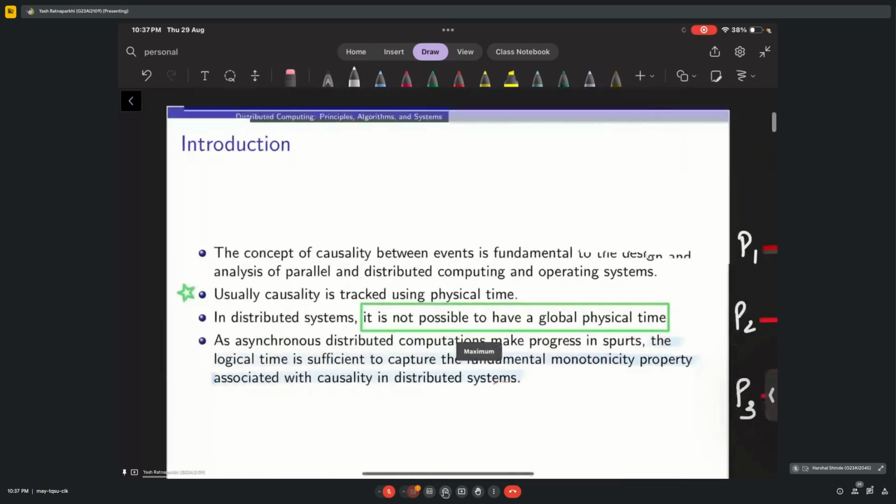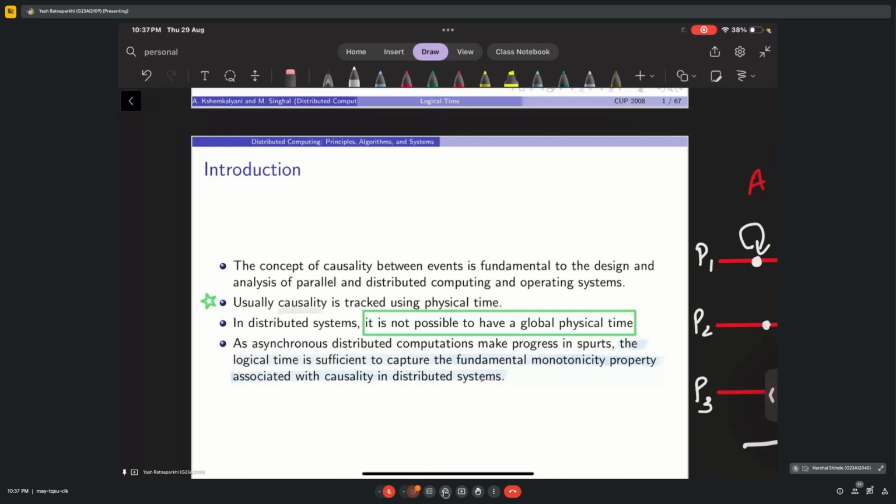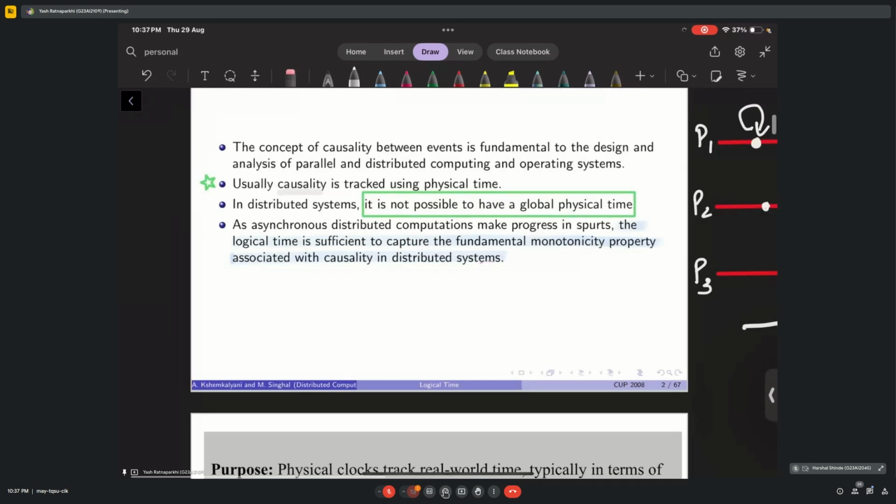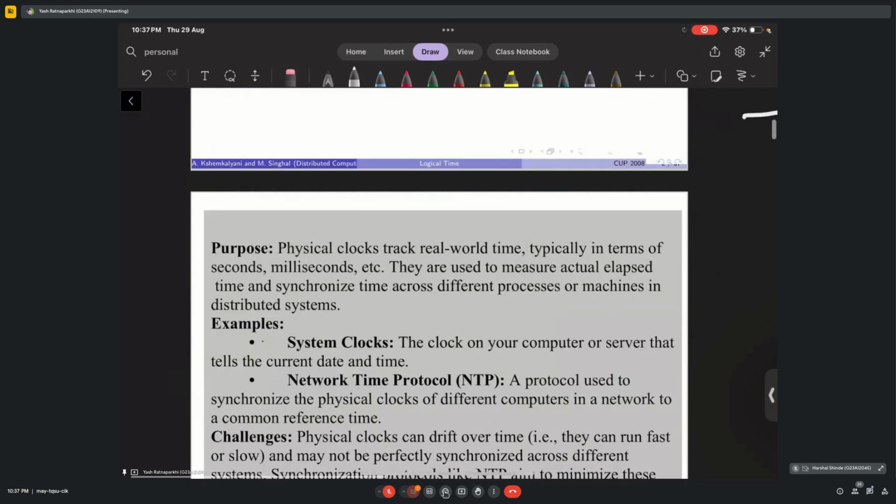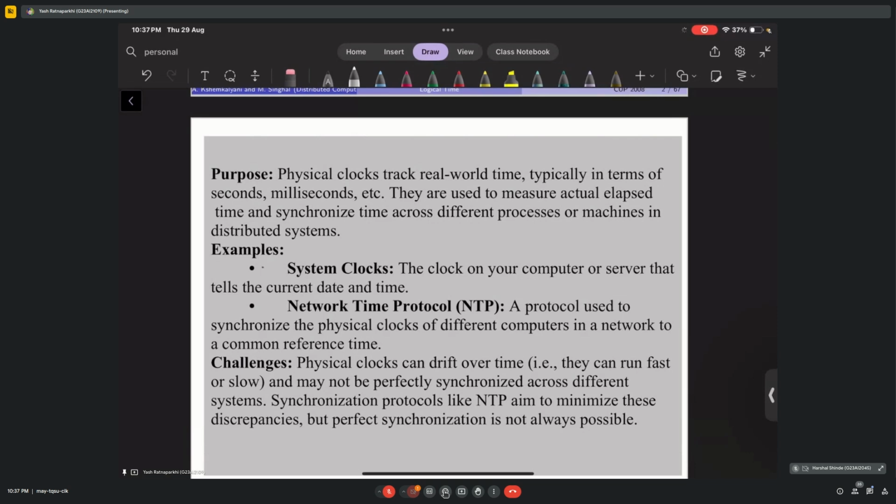So causality is usually tracked using physical time. Now, in a distributed system, it is not possible to have a global physical time. I told you the reason, and the theory is also written here. As synchronous distributed computation makes progress in spurts, logical time is sufficient to capture the fundamental monotonicity property associated with causality. Let us go further into what it actually means.